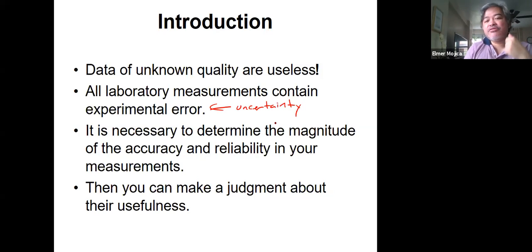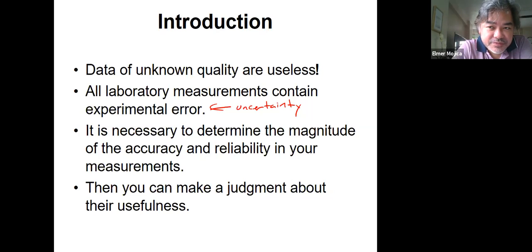So there is always uncertainty in all measurements that we do. Okay? So it is necessary to determine the magnitude of the accuracy and reliability in your measurements. Then you can make a judgment about their usefulness. Okay, so whatever you do, you always put a room for uncertainty.